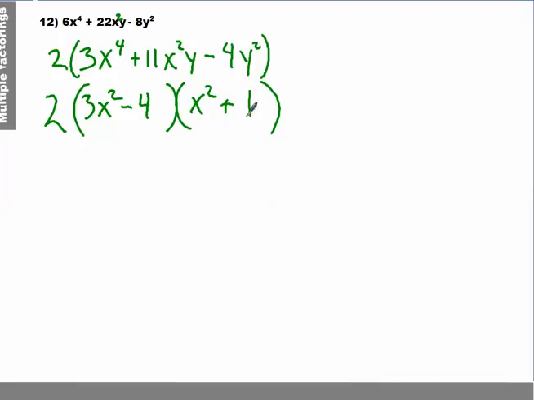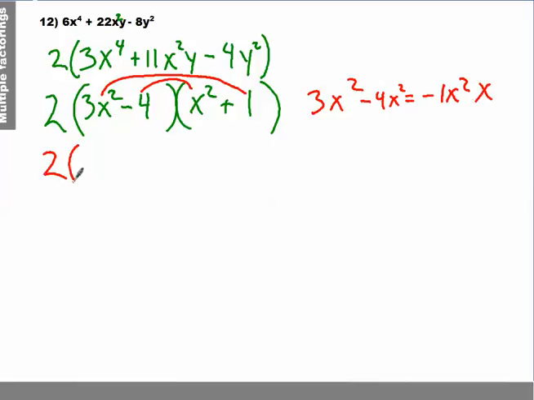And let's see if this works. So let's check our linear term. 3x squared times 1 is 3x squared. Negative 4 times x squared is negative 4x squared. And I can pretty quickly see right now I'm going to get negative 1x squared. That doesn't work. That's too bad. I need to try another pair of factors.